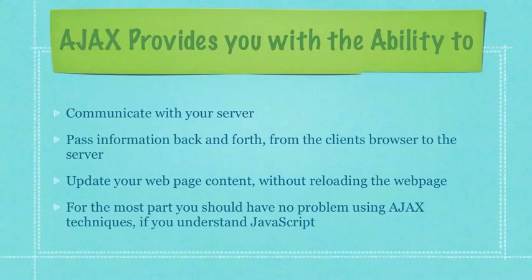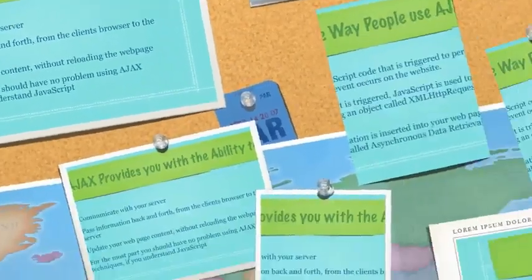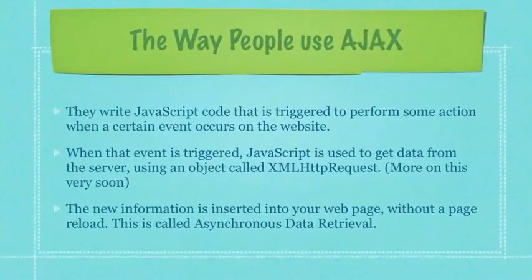It's just a series of techniques used to talk to the server and do multiple other different things within the browser without having to reload the web page. So how do people use AJAX? They write JavaScript code that is triggered to perform some action when a certain event occurs on the website. When that event is triggered, JavaScript is used to get data from the server using an object called XMLHttpRequest. I'll go more into this object in the future.